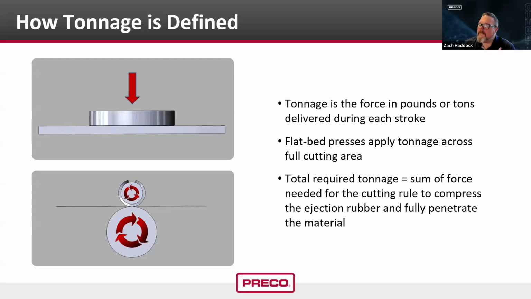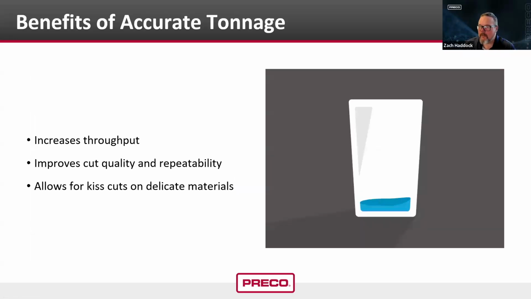But the total required tonnage equals the sum of the force needed for the cutting rule to compress the ejection rubber and then fully penetrate the material. The compression of the ejection rubber is an important part that we're going to need to keep in mind as we move through and do our calculations.